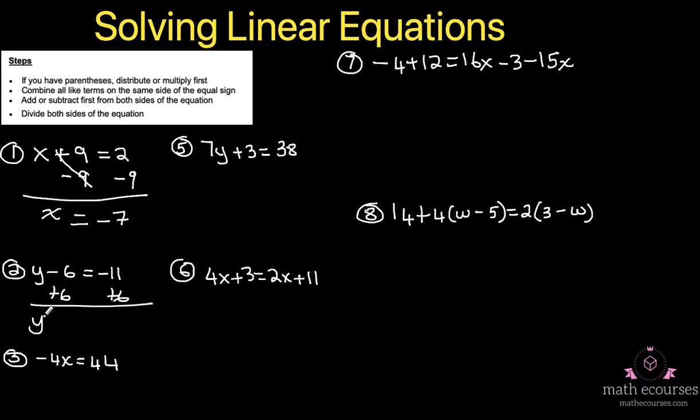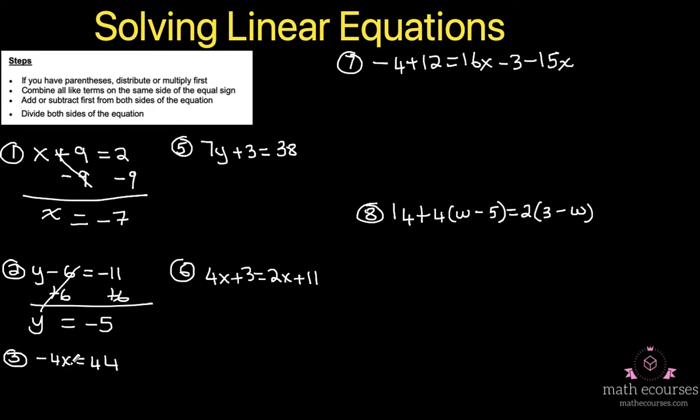So bring down your y. Negative 6 plus 6 will cancel out because that equals 0. Negative 11 plus 6 would be a negative 5. If you need to go back and review your integers, adding and subtracting, go ahead and do that. I do have a lesson on this on my course where I cover integers.